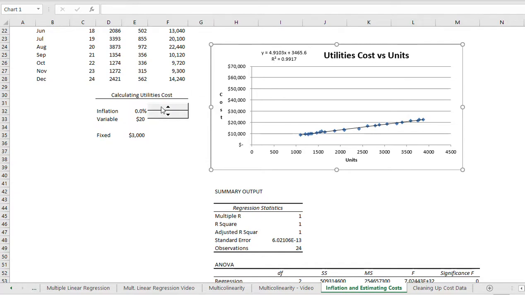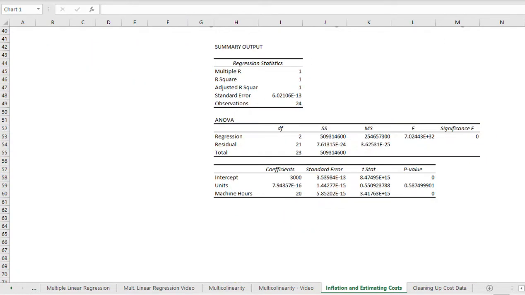But as we introduce inflation into our model, we have less predictive ability associated with our simple linear regression model and with our multiple linear regression model. Here's the output for our multiple linear regression model when we have 0 inflation factored into our cost data. Machine hours is a perfect predictor, and in the presence of machine hours, units, not so much. On our next worksheet tab, we're going to walk through how we would clean up some cost data.